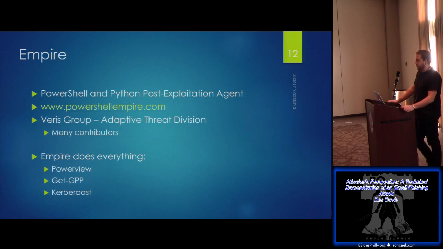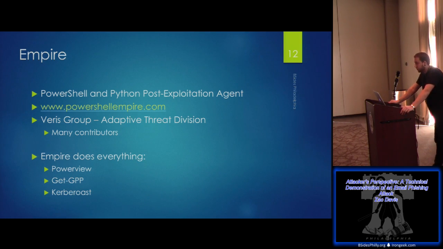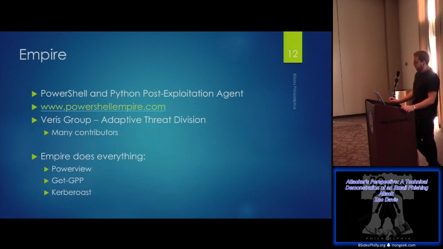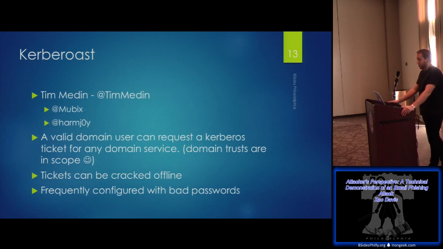So the ones we're going to be looking at today, a few modules, is PowerView. So we're going to be using PowerView functionality within Empire to enumerate the network. Get-GPP. If you don't know what group policy password files are, I'll go over that when we get to it. But basically, we're going to use it to extract clear text passwords from some group policy files. And then finally, we're going to talk about Kerberoast. Actually, going to talk about that right now.